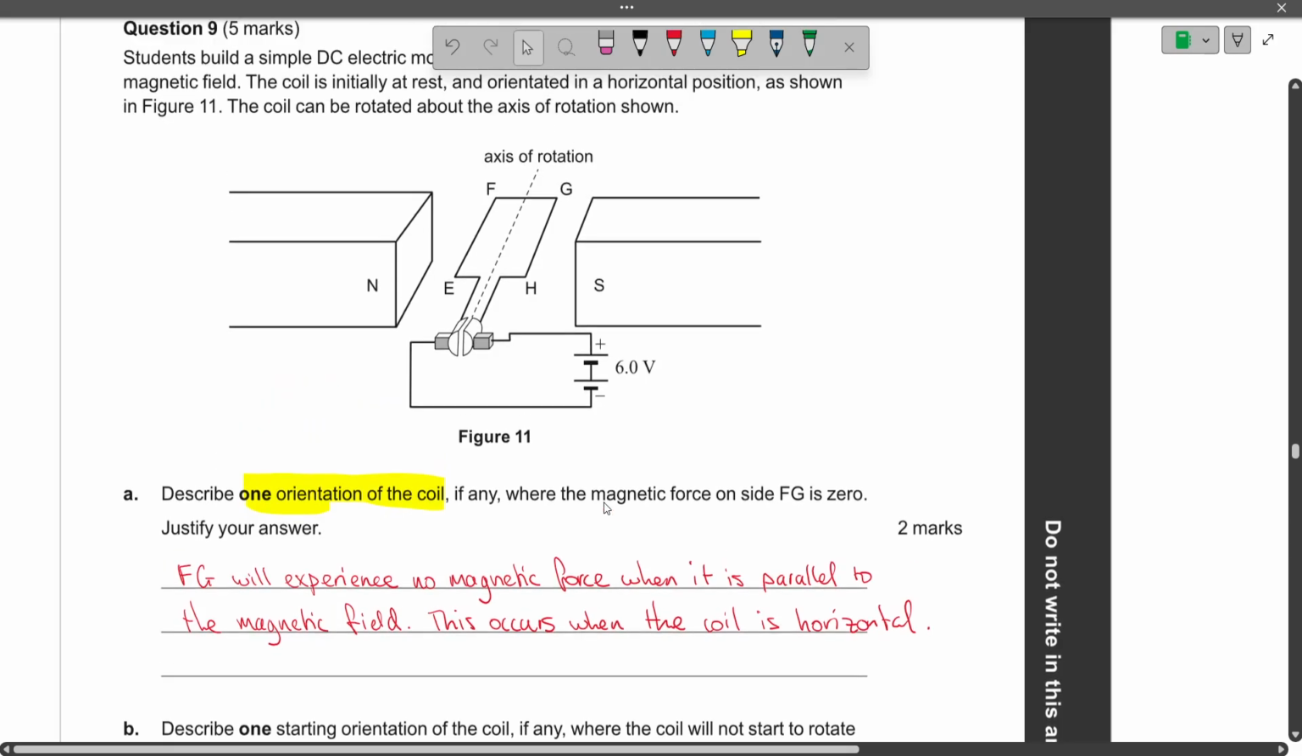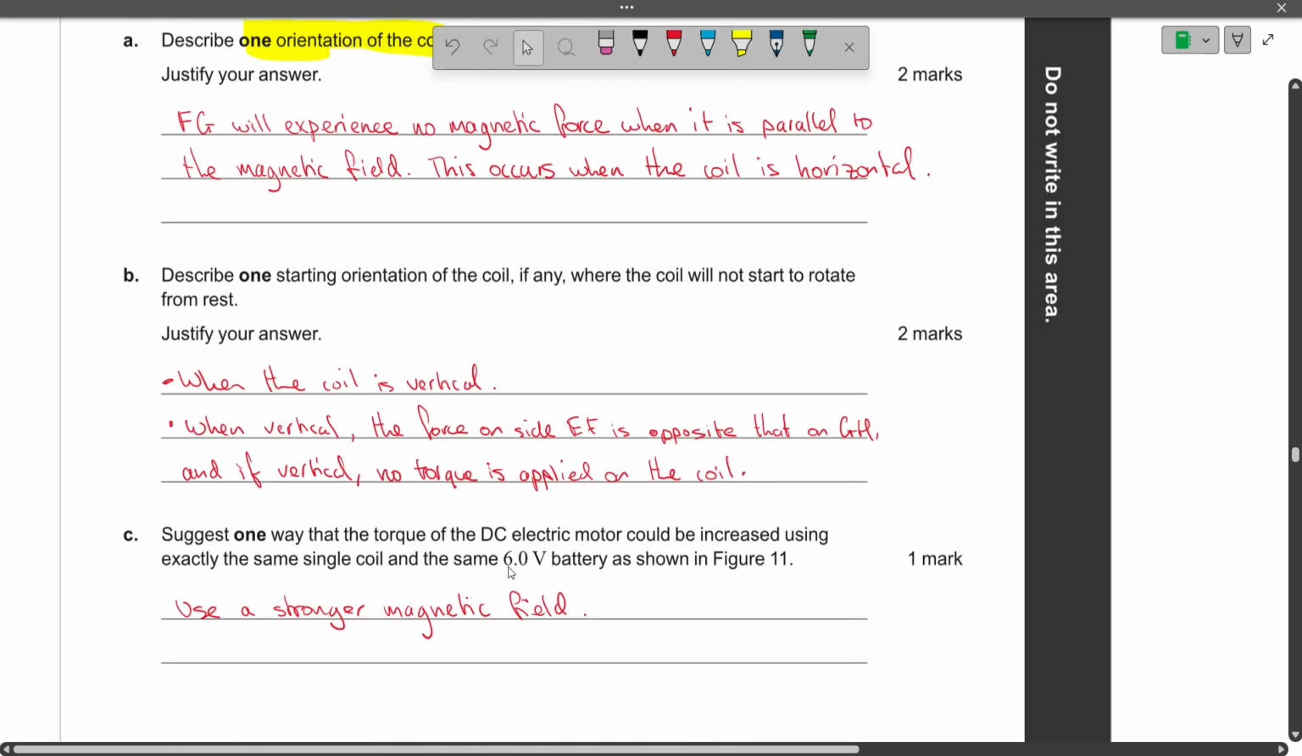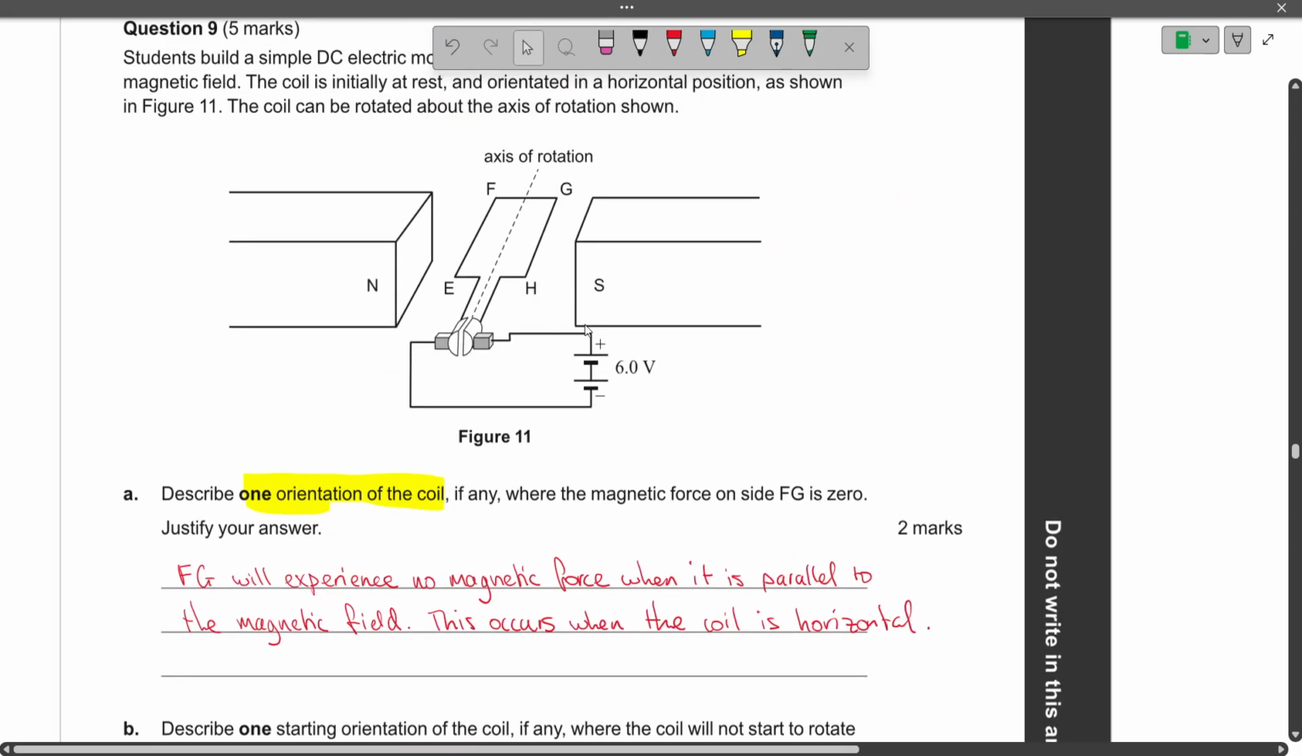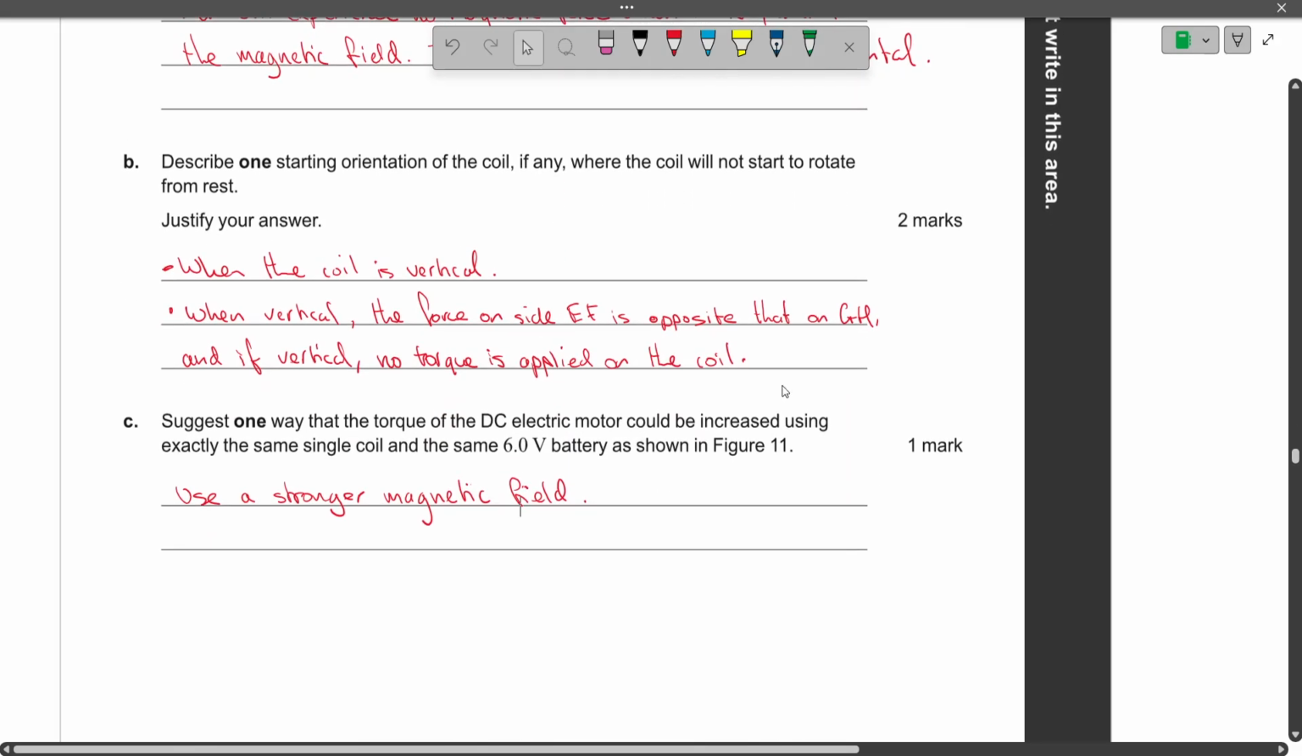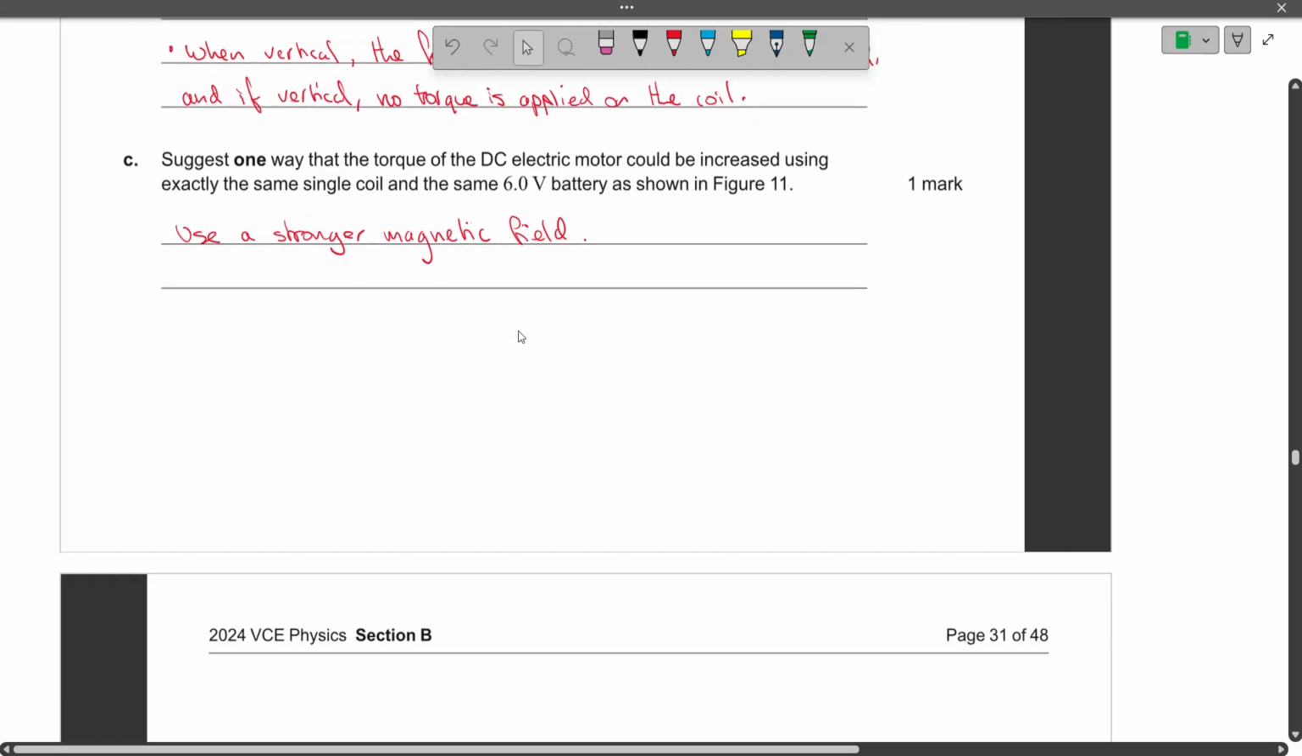I don't think there's any other way that we could do it if we have to keep everything else constant. The coil has to be the same, and the battery has to be the same. Yeah, there's nothing else I can really do. Just get stronger magnets, I guess. Use a stronger magnetic field. Alright, that's it for question 9.